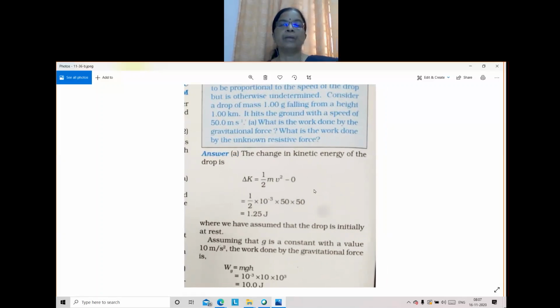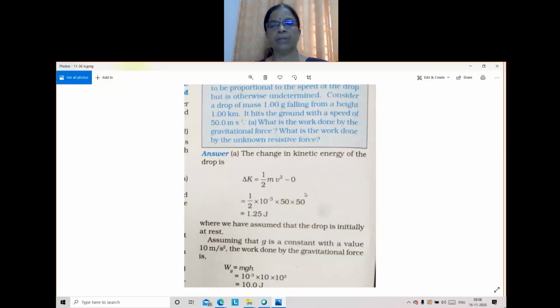Then the change in kinetic energy. Initially, at the topmost point, the raindrop has initial velocity 0. Just before it hits the ground, it attains a final velocity. We know when every body falls downwards, velocity increases due to gravitational force. So change in kinetic energy means final kinetic energy minus initial kinetic energy. What is the final kinetic energy? Half mv square, minus the initial kinetic energy, which is 0 because at the topmost point the raindrop has 0 velocity.